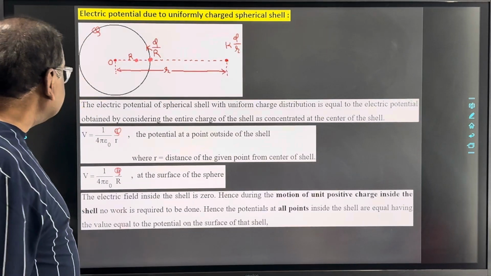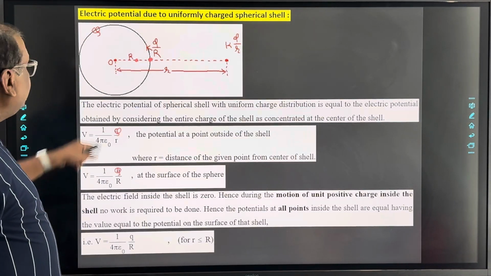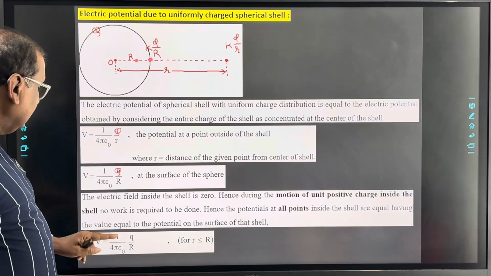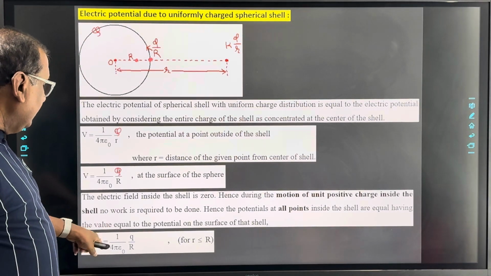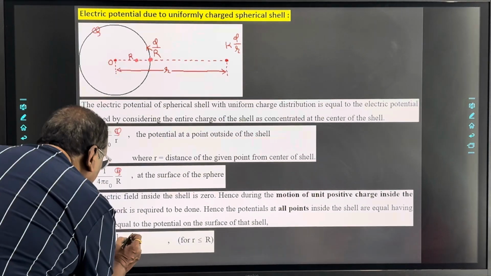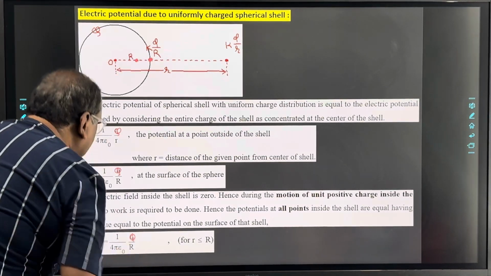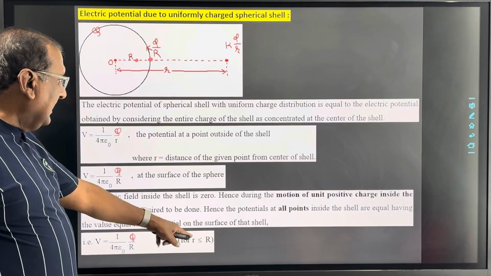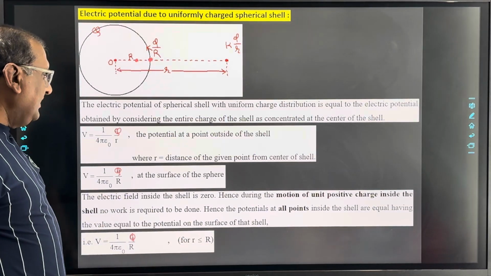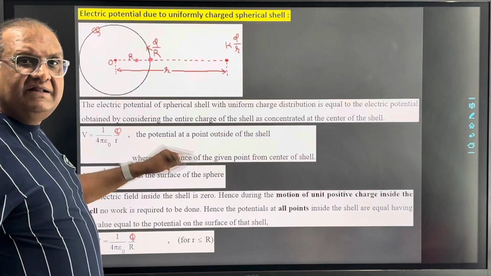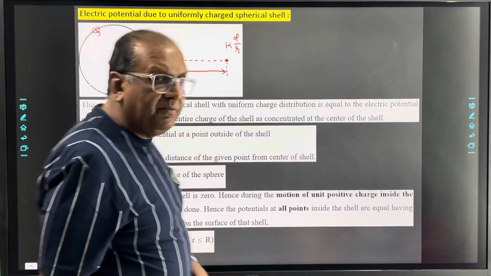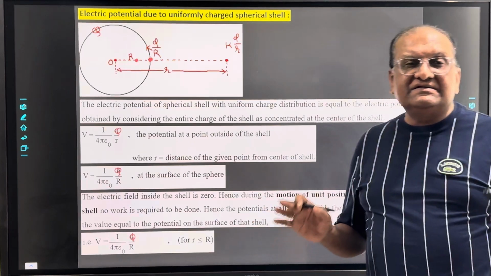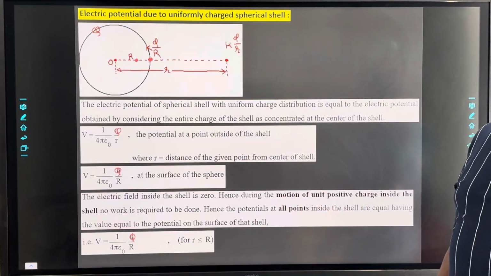So we can say the electric potential at any point inside the spherical shell will be 1 upon 4 pi epsilon 0 Q by R, for r less than or equal to capital R. So inside the shell, at each and every point, the potential is constant, and that is 1 upon 4 pi epsilon 0 Q by R. Clear to all of you?